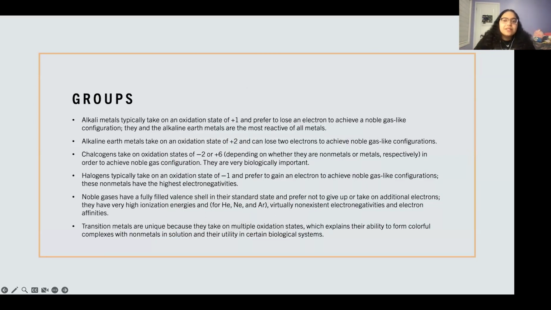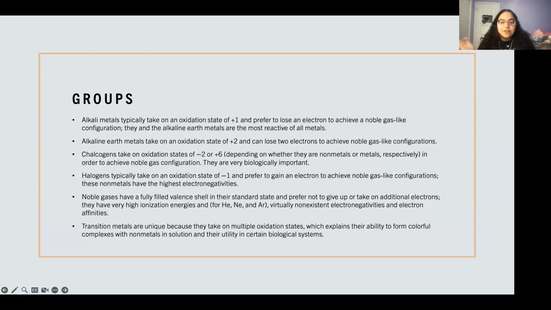Alkali metals easily lose an electron to become like noble gases, and then the alkaline earth metals, those are the most reactive of all metals. The oxidation state of alkali metals is +1. For alkaline earth metals, it's +2. Then another one that's important to know is halogens. Those will react mainly with alkali metals. They take on an oxidation state of -1, so they like to gain an electron to become like a noble gas. And those have the highest electronegativity, so those are some of the most reactive.